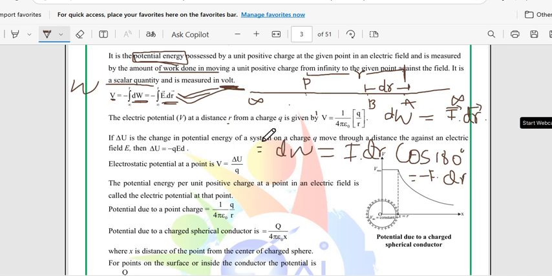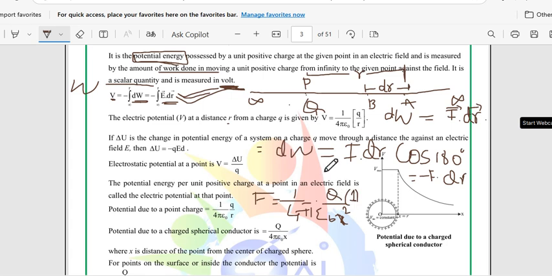Where F is the force: 1 divided by 4 pi epsilon naught into Q, a point charge, divided by x square. The other charge is the unit positive charge, plus 1. So Q into 1 is Q, divided by x square, or R square.